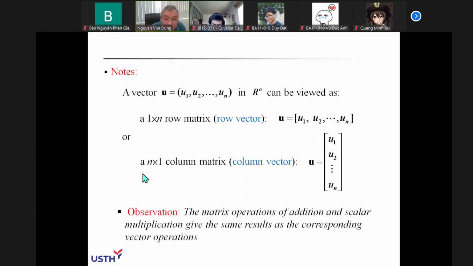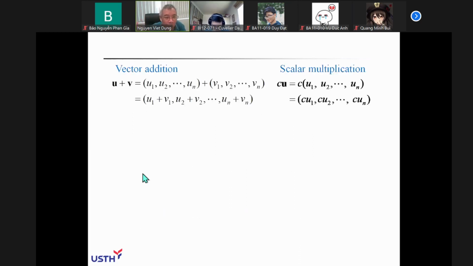We have just defined this 10 minutes ago. So now I write it down. For the vector, suppose that U and V are vectors. Then if we apply the vector addition, you get U plus V as a new sequence like that. If you apply the scalar multiplication C by U, you get a new sequence or new vector like that.